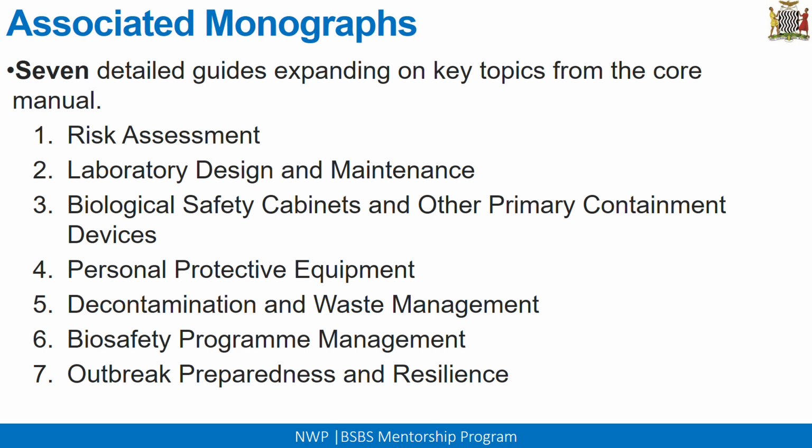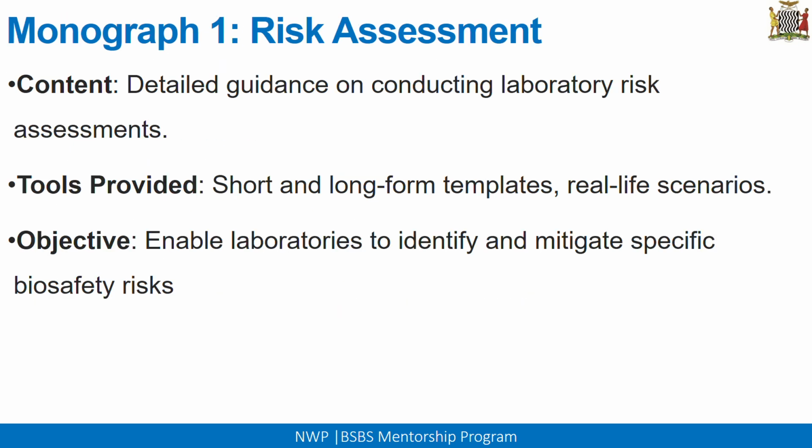So one of the monographs is risk assessment. Then we have laboratory design and maintenance. We have biological safety cabinets and other primary containment devices. Then personal protective equipment. We have decontamination and waste management, biosafety program management, and the 7th monograph is outbreak preparedness and resilience. So these are the 7 associated monographs to the 4th edition of the Laboratory Biosafety Manual. So let's look at each of these monographs just in brief detail. So let's look at the risk assessment monograph.